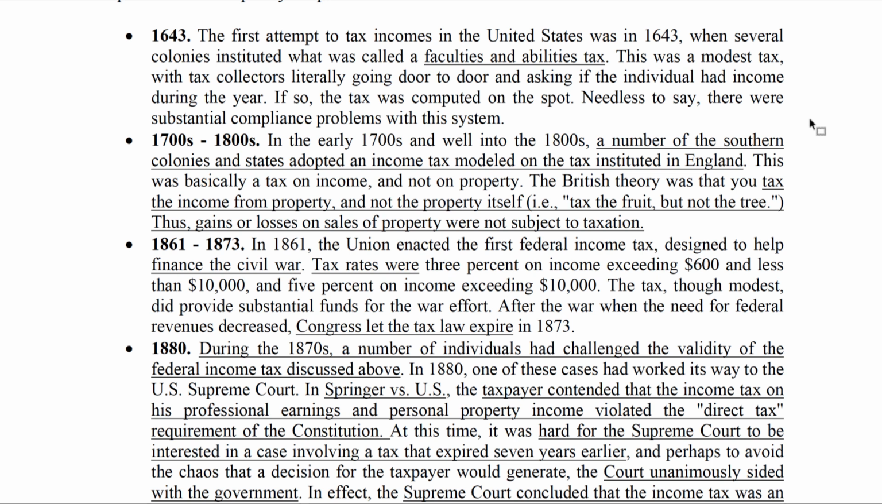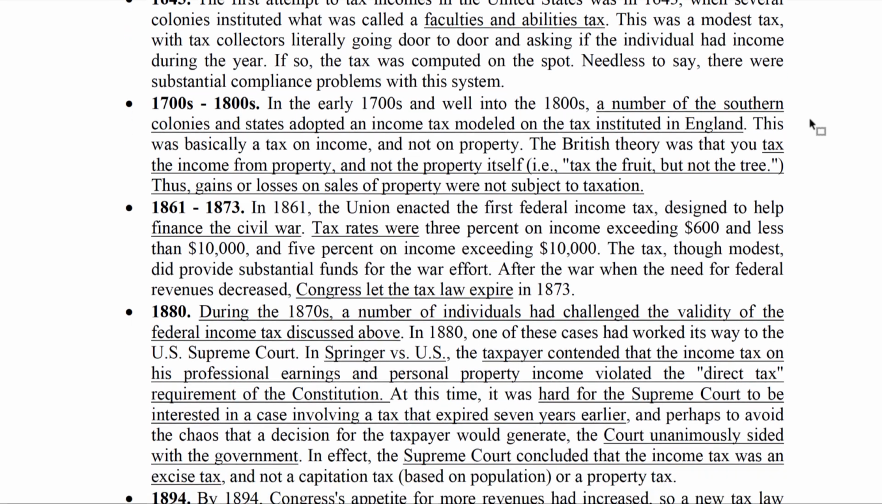If so, it was computed and calculated and money was taken on the spot. Now, imagine that today. If tax collectors were going around, calculating your tax door to door and taking the money right there, there would probably be a lot of rioting and a lot of people not liking that system. That's why we pretty much have gone to what we call a voluntary system where it's self-assessed.